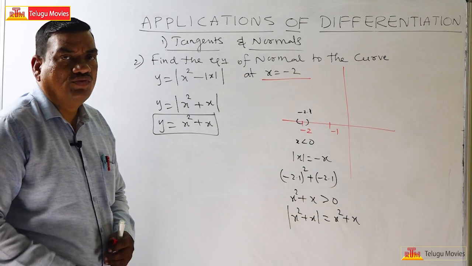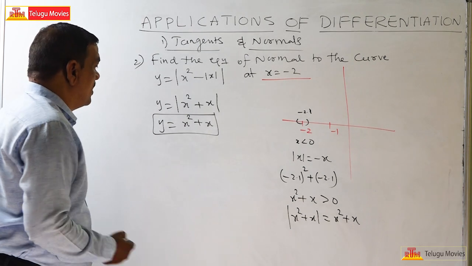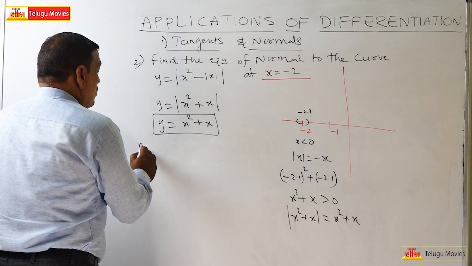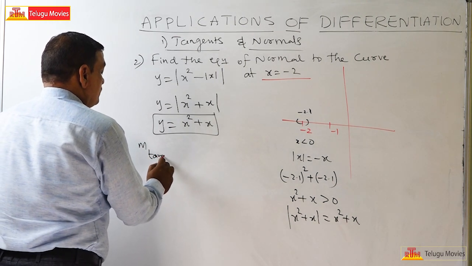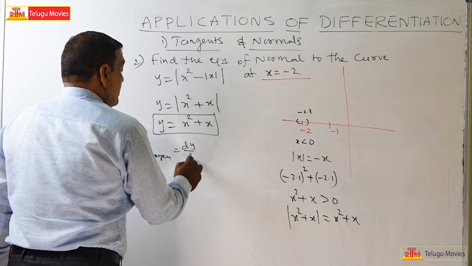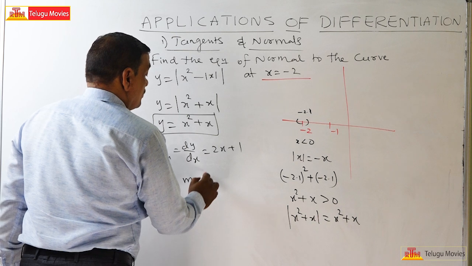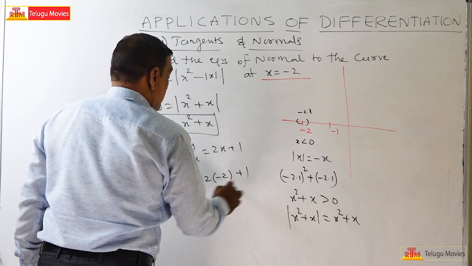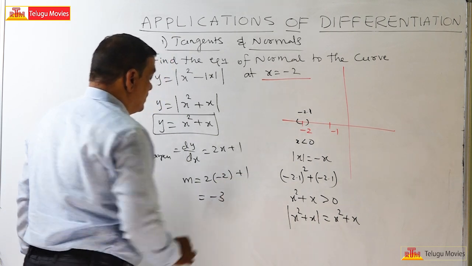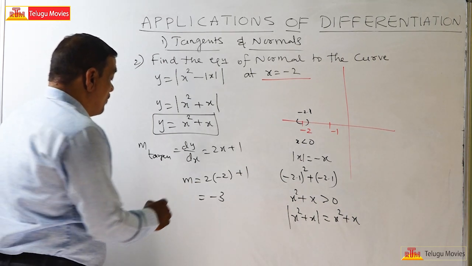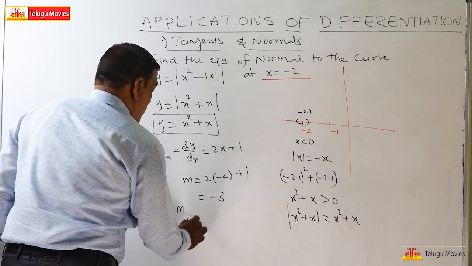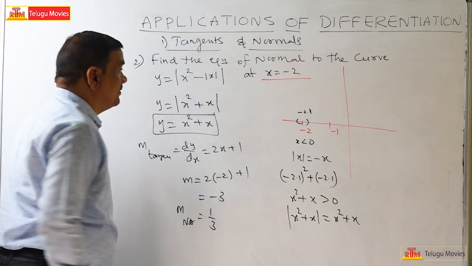Afterwards, you know how to find the equation of the normal. Now find the slope of the tangent. That is dy by dx is equal to 2x plus 1. Therefore m is equal to 2 into minus 2 plus 1, minus 4 plus 1, it is minus 3. Therefore, what is the slope of the normal? That is equal to 1 by 3.